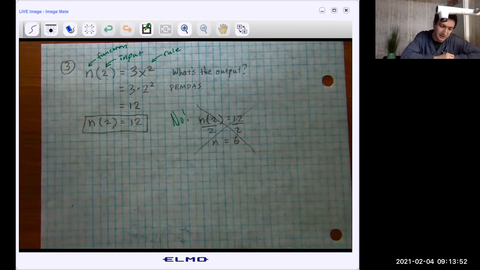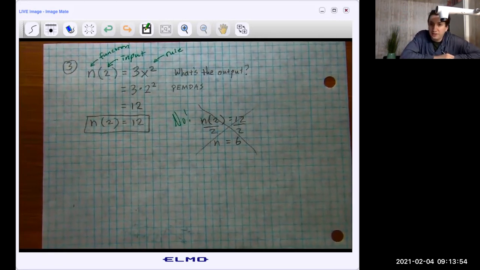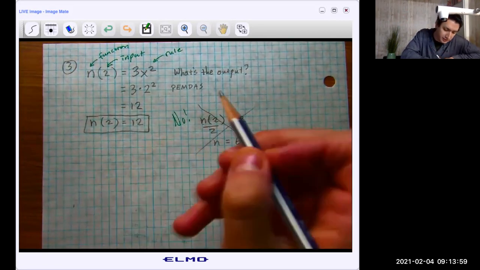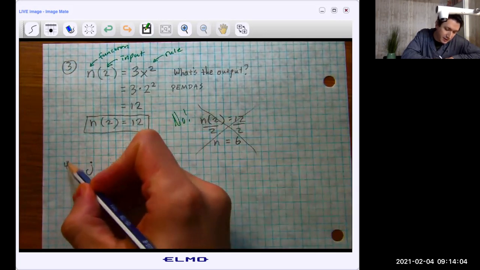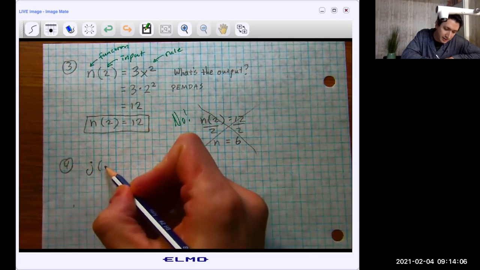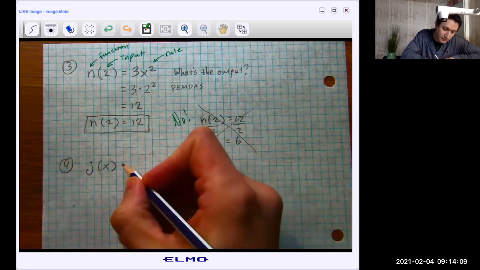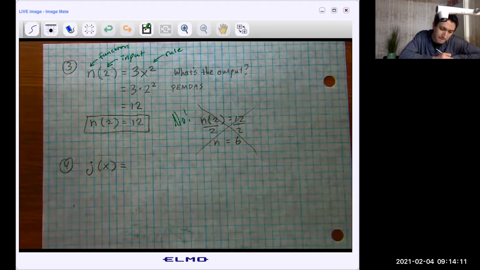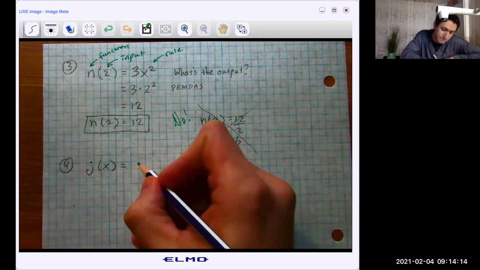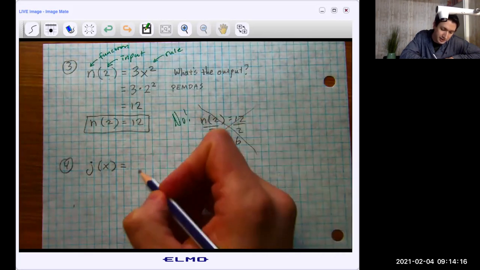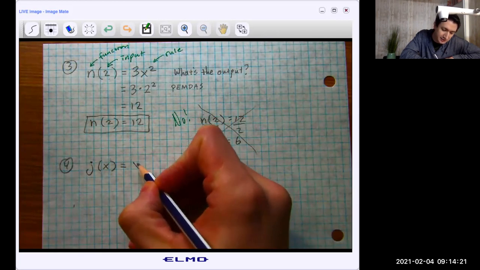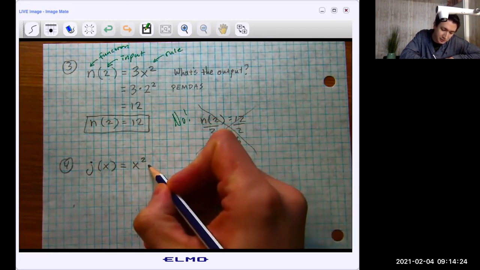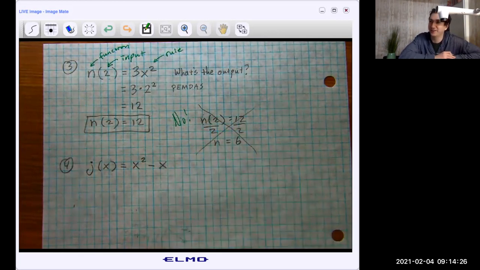Here's another way you might see it. Let's use j for our function. Let's say there's some function j. We're going to say, this is number 4. j of x equals, you know what? I kind of like that exponent from before. Let's try something like that again. It equals x squared minus x. That's a cool rule. Okay.